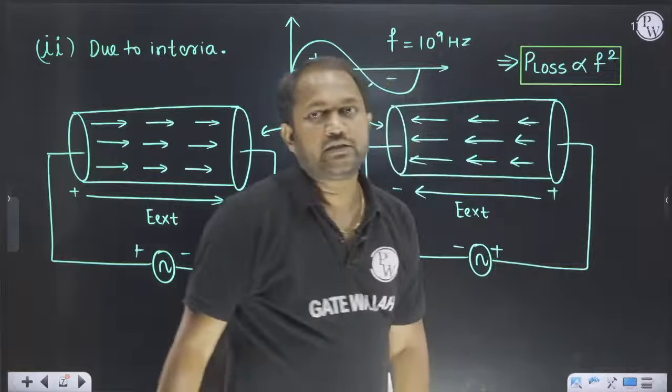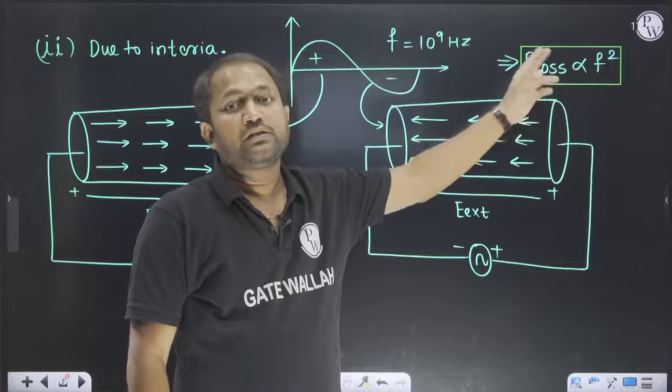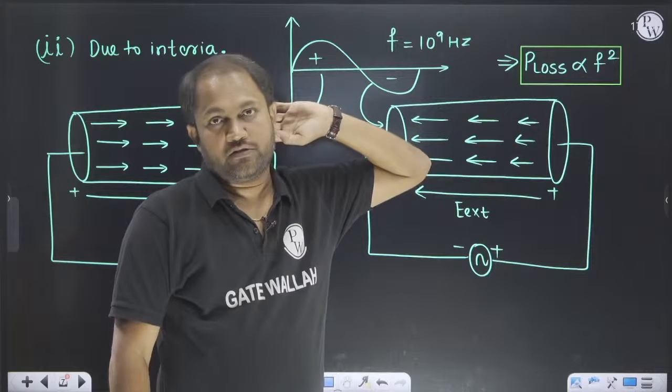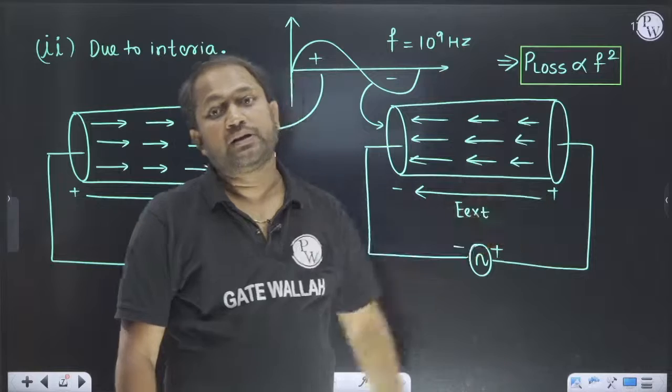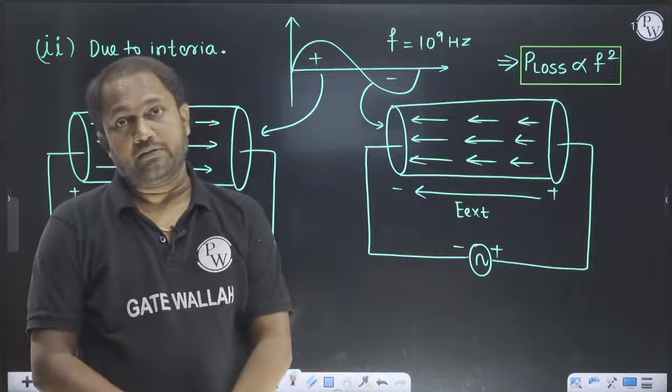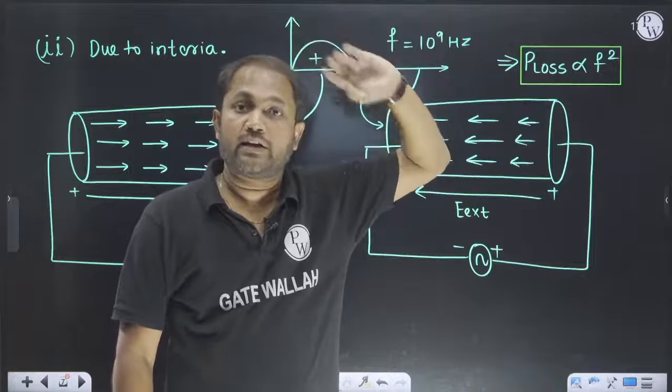If I take 10 gigahertz frequency, then what will happen? It will be increased by 100 times. If I am taking 15 gigahertz frequency, it will be increased by 225 times. So from 1 gigahertz to 10 gigahertz, power loss will be increased by 100 times.